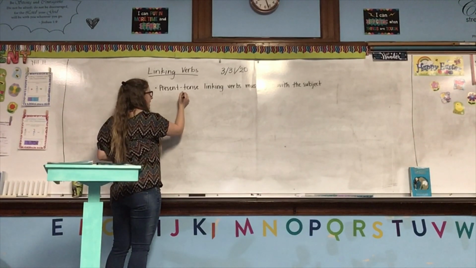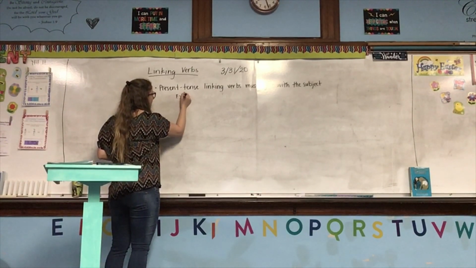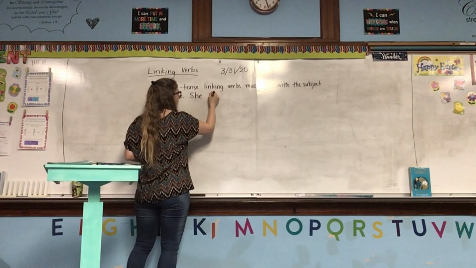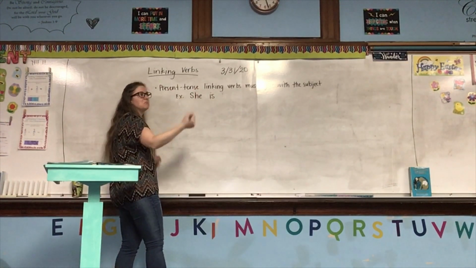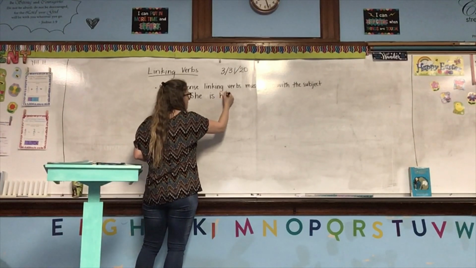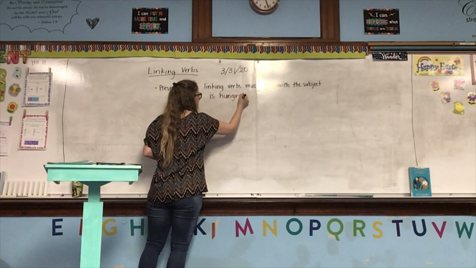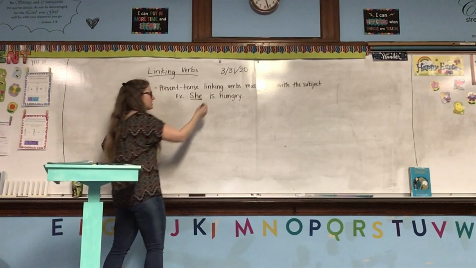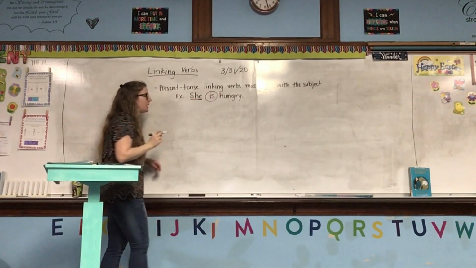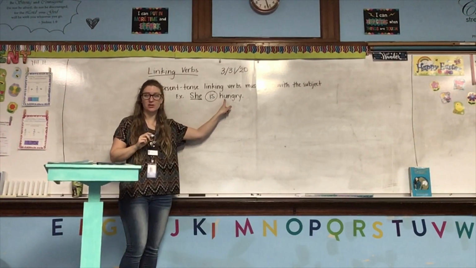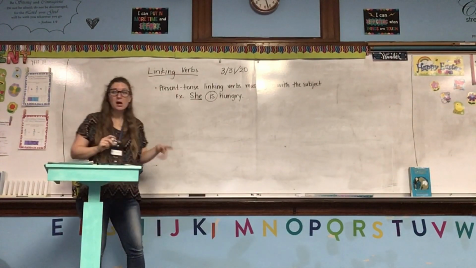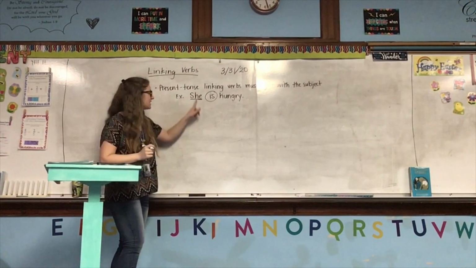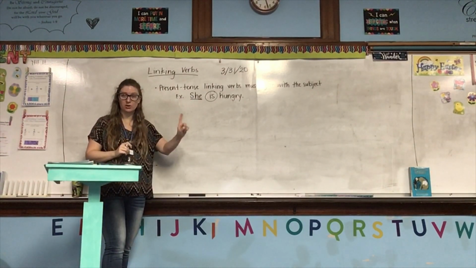So, I would say, for example, she is hungry. So I have she, my subject, I have my linking verb is, and I have my adjective hungry. It's saying that she is hungry. Now, if I wanted to talk about a group of people, this is a singular subject. We're talking about one girl.